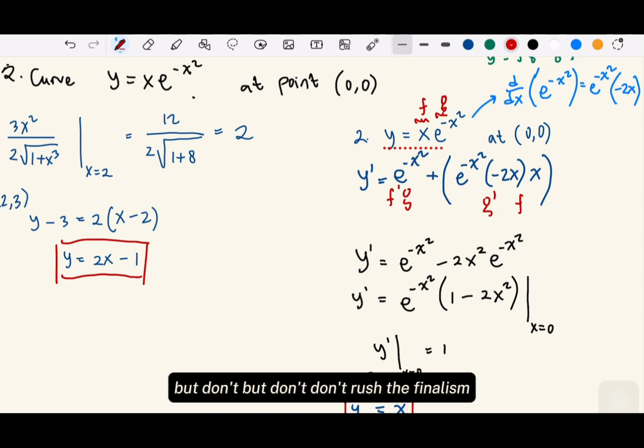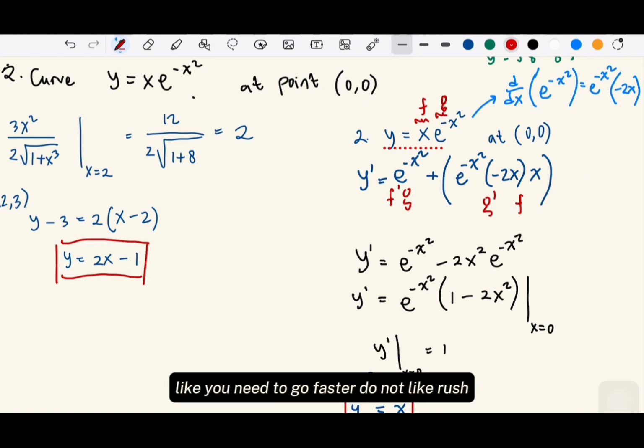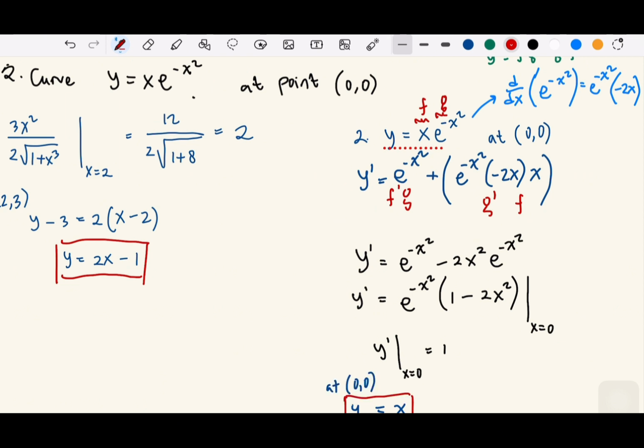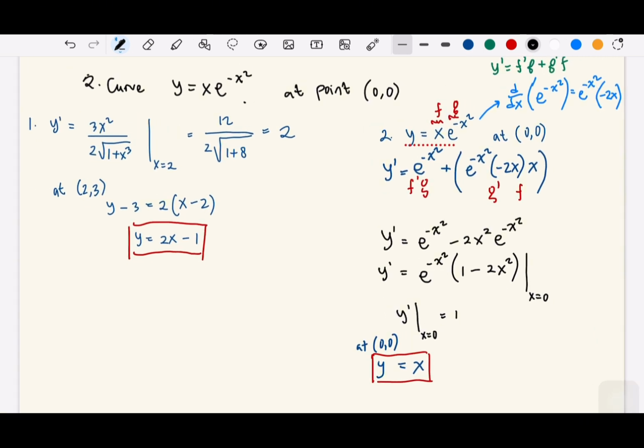But don't rush to the final result. Okay? You need to go fast, but do not rush. Okay, so that's number 2.